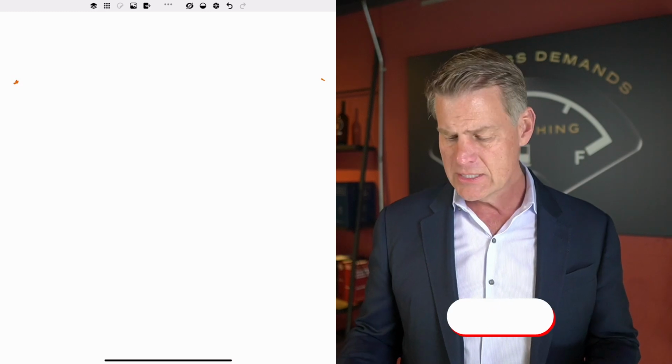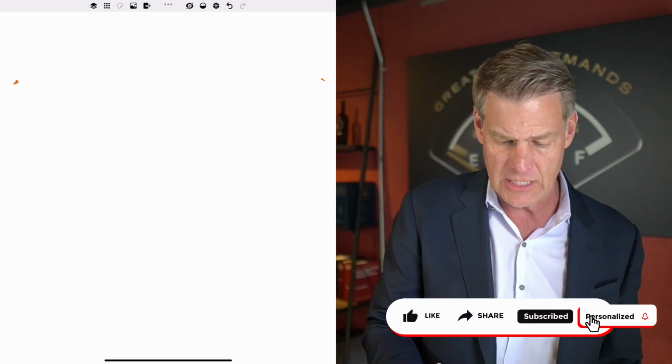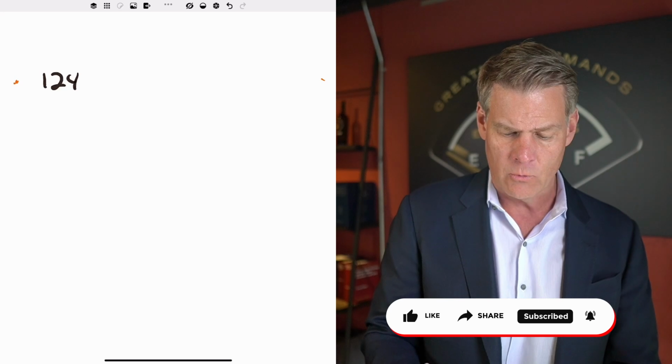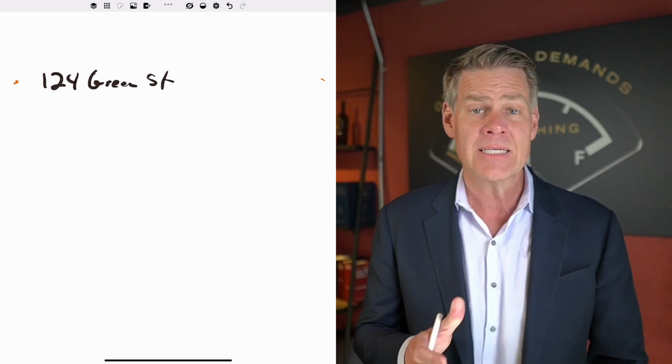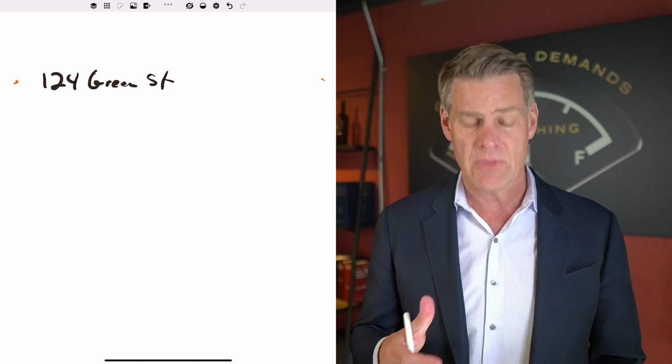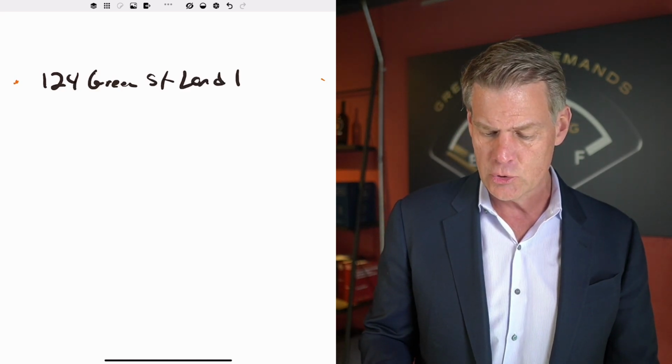Okay, mistake number 1 when it comes to setting up your land trust is how you name it. Now, I see this all the time. A lot of people, when they're setting up land trusts, want to name it after the property address. So, for example, if I had property located on 124 Green Street, then many times when investors set up their land trust, they're going to set it up as 124 Green Street Land Trust.